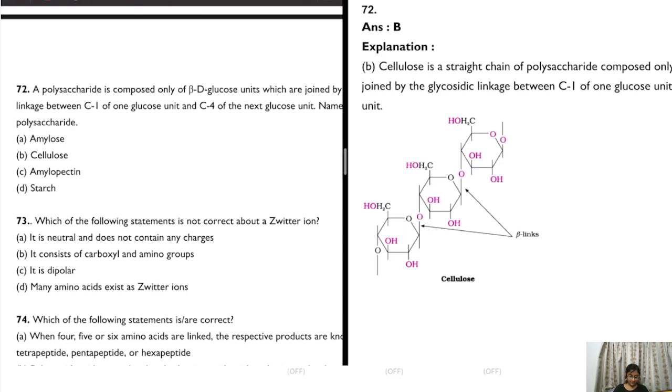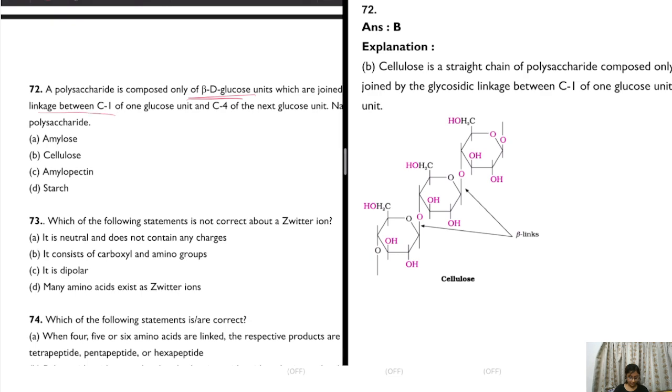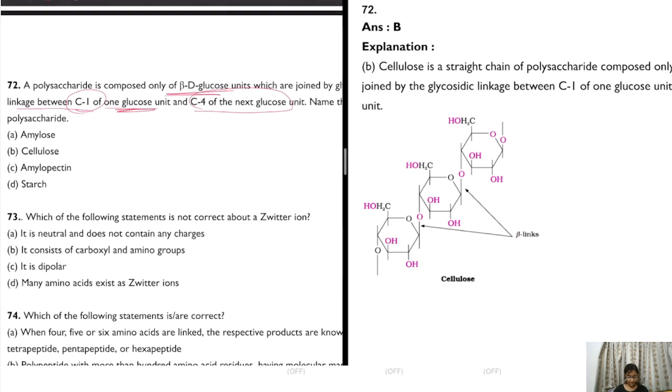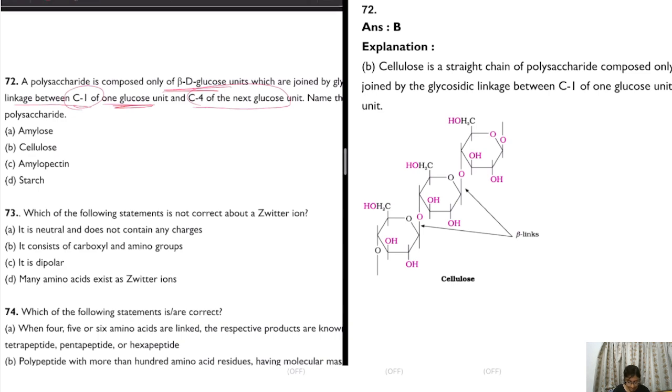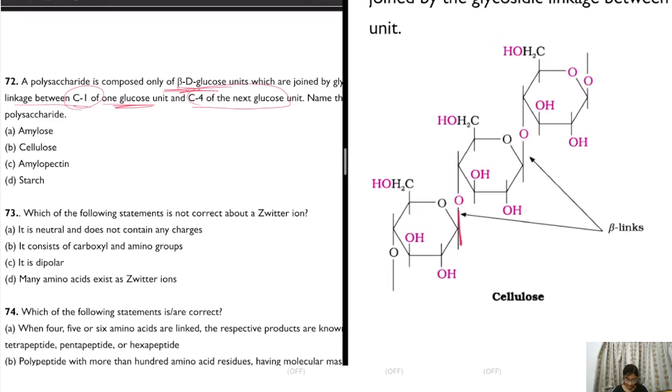It says a polysaccharide is composed only of beta D-glucose units, which are joined by glycosidic linkage between C1 of one glucose unit and C4 of next glucose unit. Name of the polysaccharide. Let's draw this structure then. It is said that beta D-glucose units are there. Okay. If it is beta D-glucose, then like this it would be beta, and here the O would be above. So this is beta linkage, right? And C1 and C4. So what is this? This is the structure of cellulose.